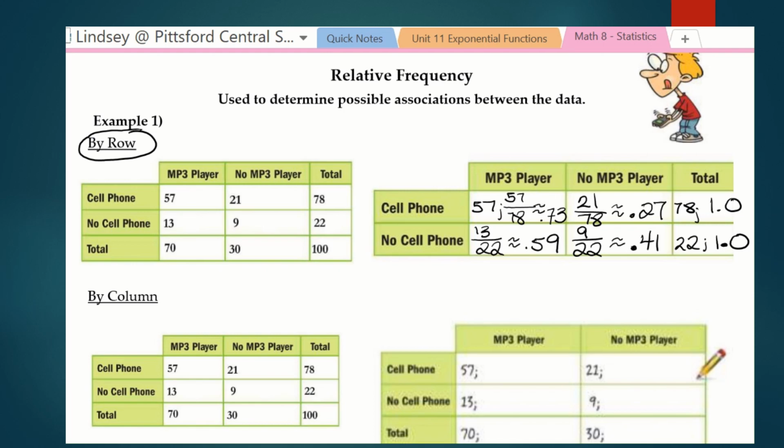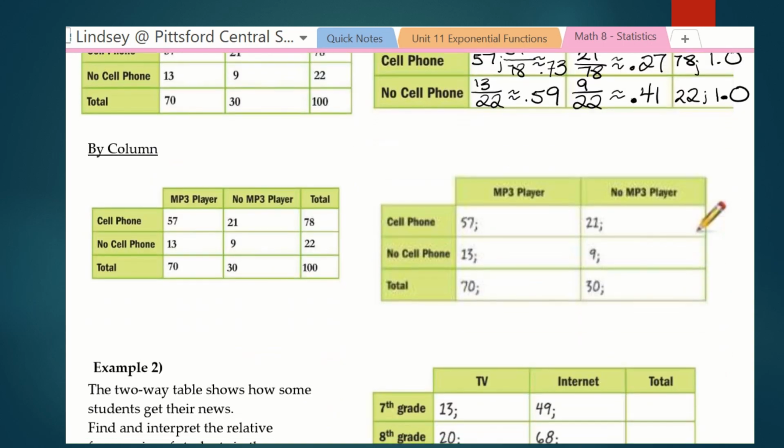So if we're looking at the cell phone row, so all kids that own a cell phone, 0.73 have a cell phone and MP3 player, 0.27 have a cell phone and no MP3 player. If you add those two things together, that adds up to our 1.0. That makes up all of the kids that we know have a cell phone. All right, let's keep practicing here.